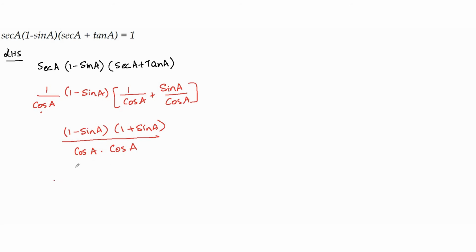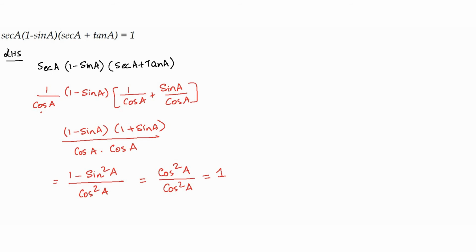Now in the numerator, I have 1 minus sin A into 1 plus sin A, which is 1 minus sin square A divided by cos A into cos A is cos square A, right? So therefore, what I get is 1 minus sin square A is cos square A. So I have cos square A by cos square A, which is going to be equal to 1. So this is one way of solving this question.